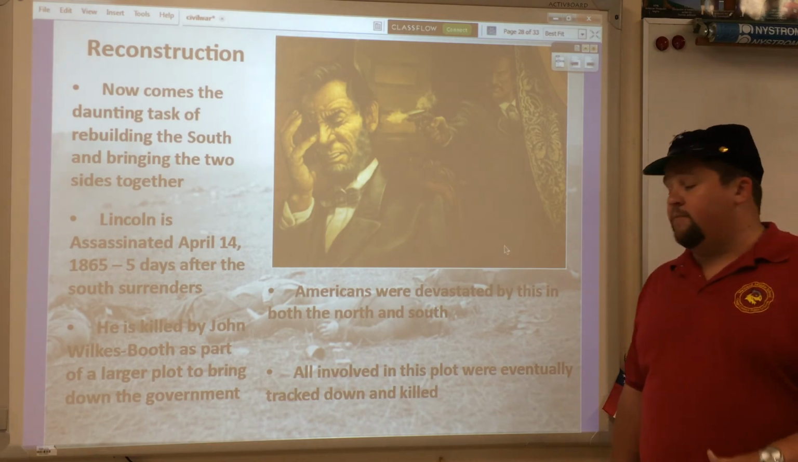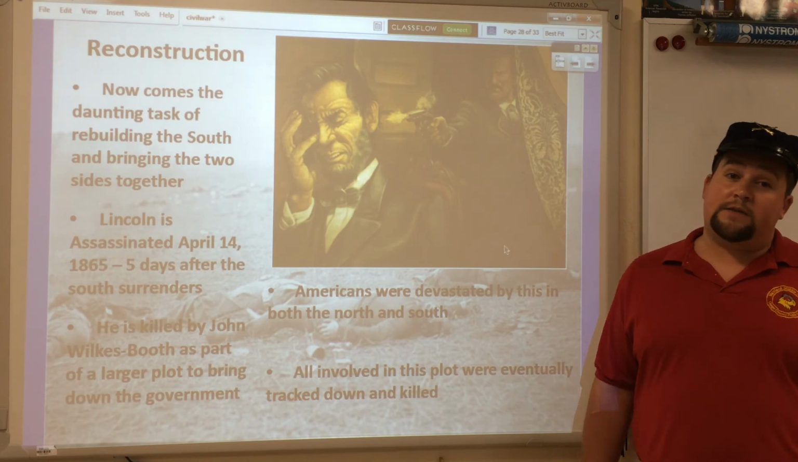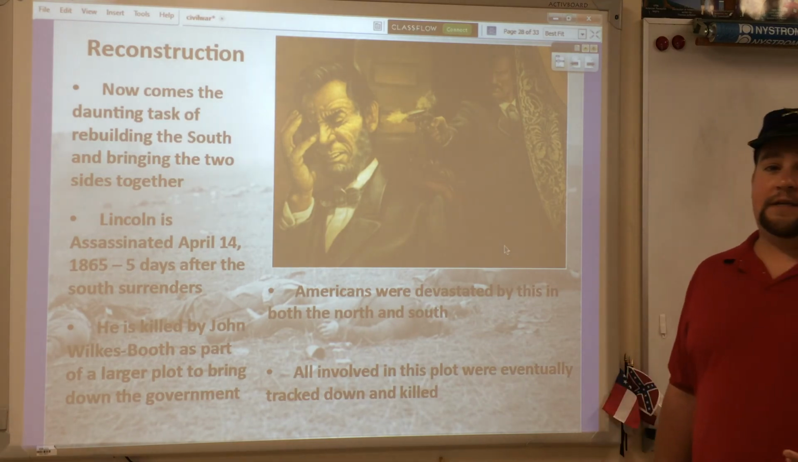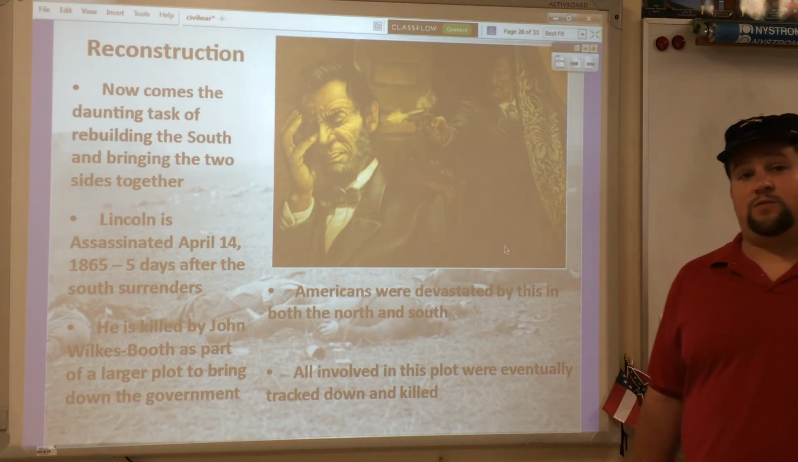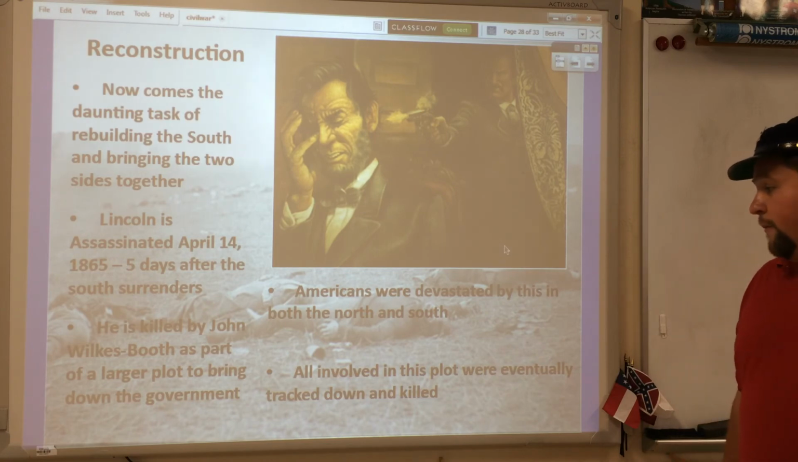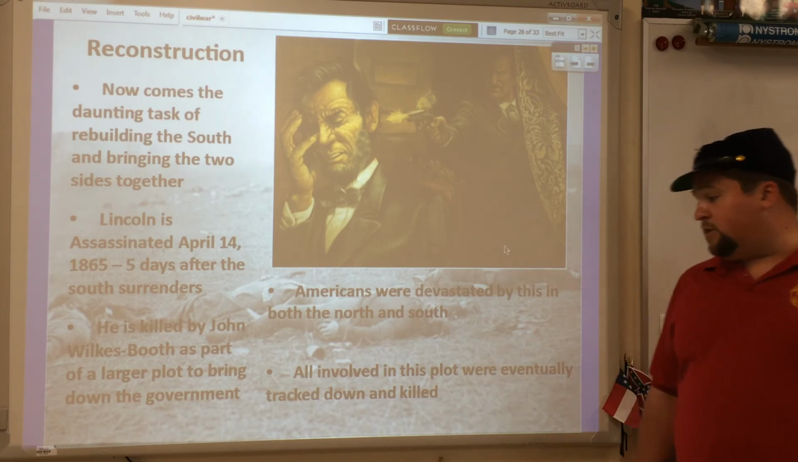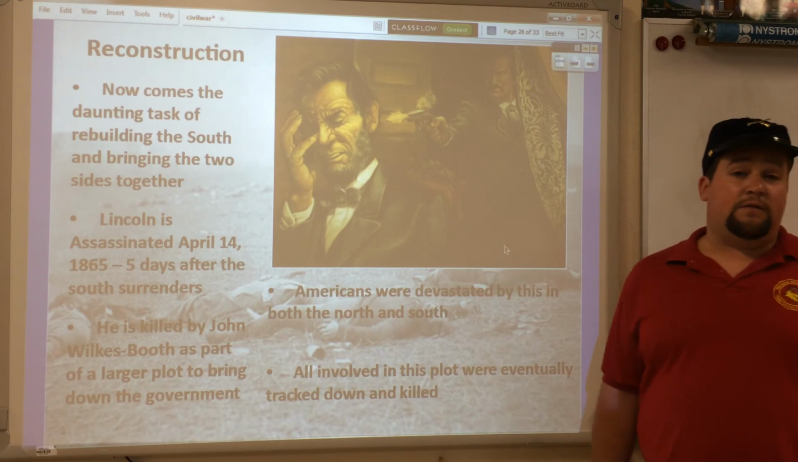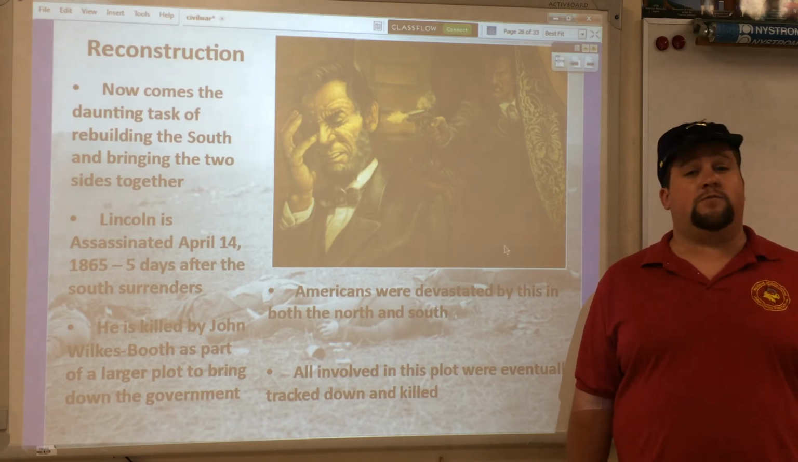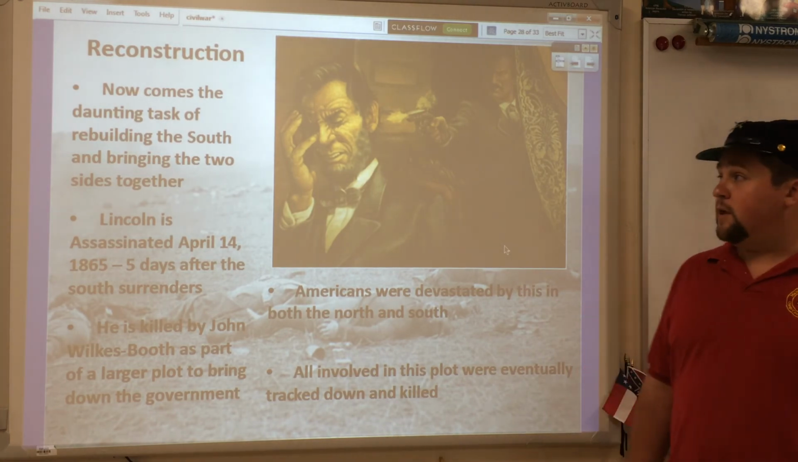Americans were devastated in both the North and the South by this assassination, right? People in the South didn't really agree to the fact that this person was basically murdered. All involved in this plot were eventually tracked down and killed, including a woman named Mary Surratt, who's the first woman the U.S. government ever puts to death.